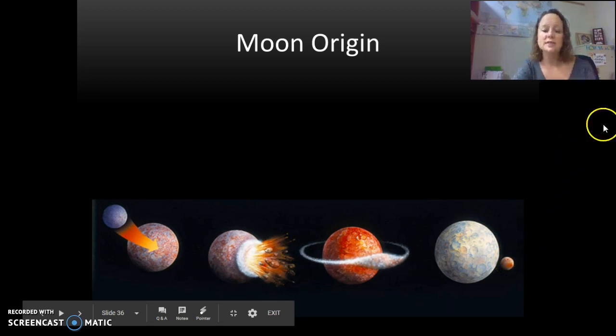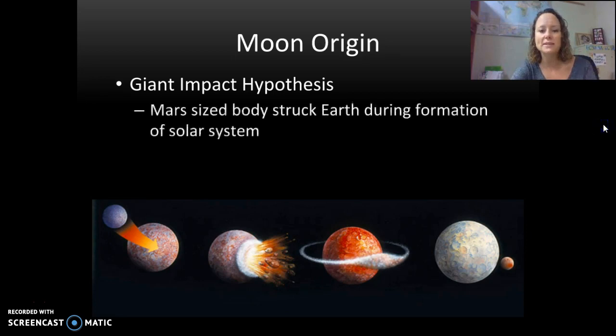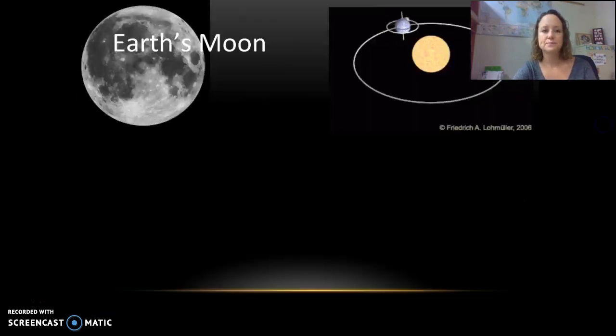And today the moon is still orbiting around the Earth. We call this the giant impact hypothesis. So again, not Mars, but something the size of Mars struck Earth during the formation of the solar system, caused that debris to be ejected, begin orbiting space, and then clump together to form the moon. And it's the same process of accretion that formed our planets.